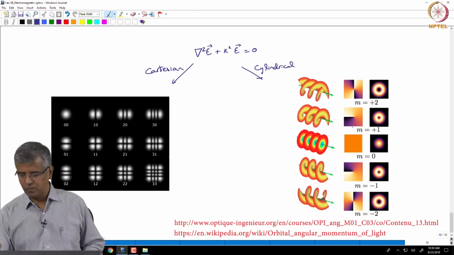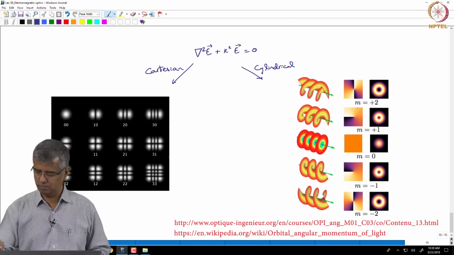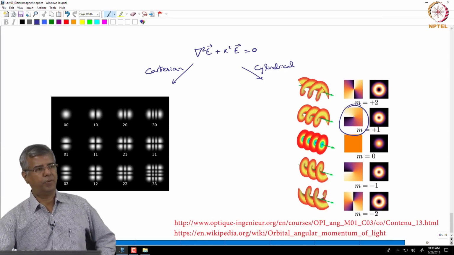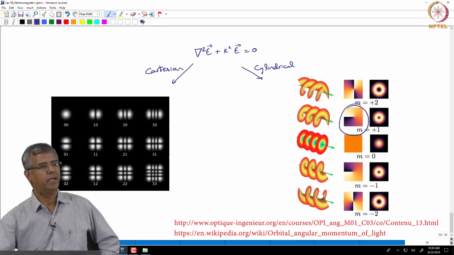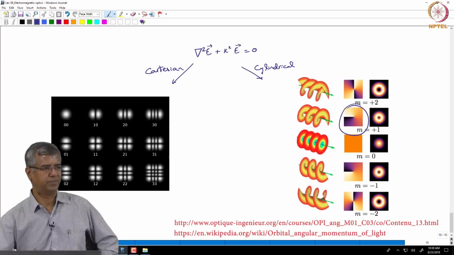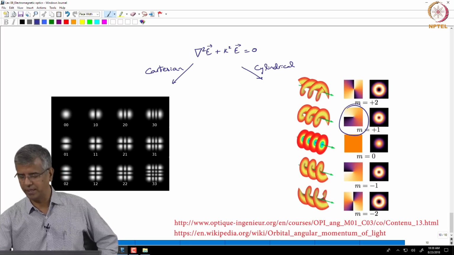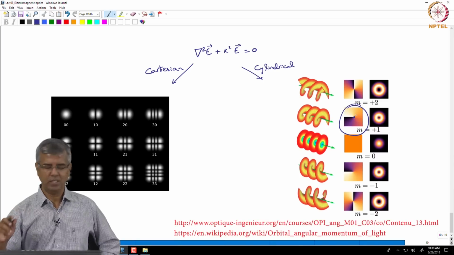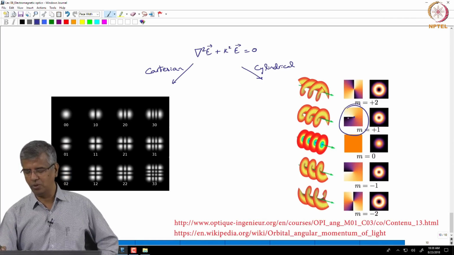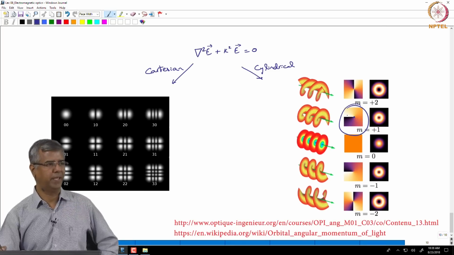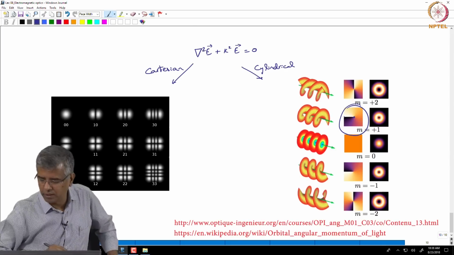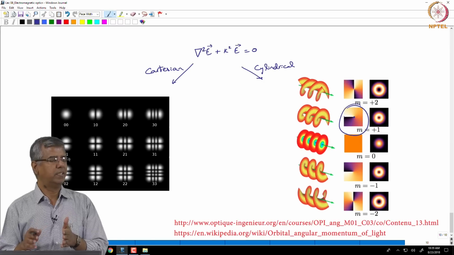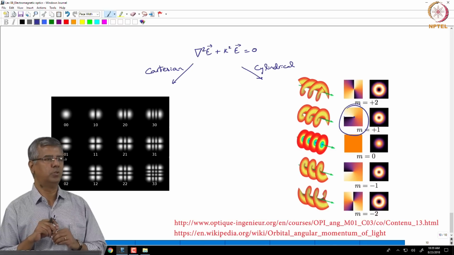Interestingly, this over here represents the phase variation in the azimuthal direction, or in the transverse plane. Okay. Like I said, at the center the phase is undefined, it's going from 0 to 2 pi, but when you go off center, it actually goes from 0 to 2 pi. Okay. So basically, within one wavelength of propagation, the phase would have evolved from 0 to 2 pi.